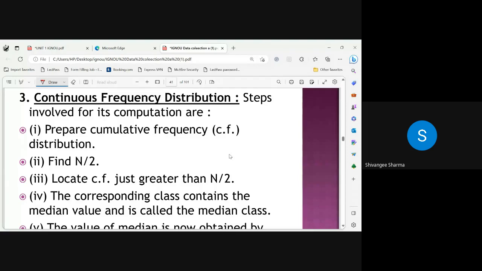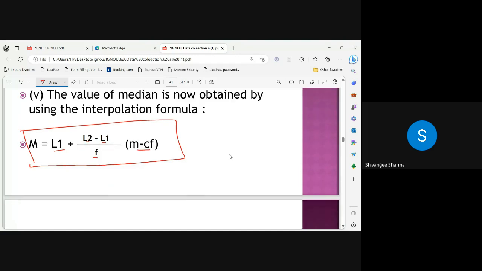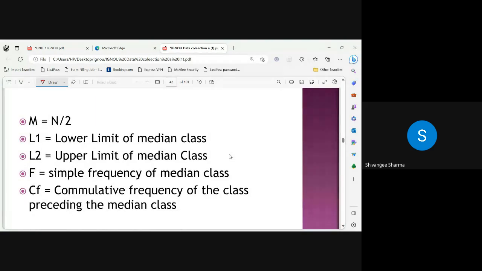So we have continuous frequency distribution. You all know what continuous frequency is, like 10, 20, 30, and 40. And this is the formula for calculating median for a continuous series, where L is the lower limit, L2 is the higher limit, L1 is the lower limit, F is the frequency, and M minus CF, where M is the mid value, and CF is the cumulative frequency of the class preceding the median class. And the median class we will locate with the same method, the n by 2th item.